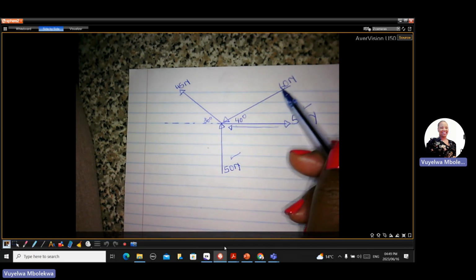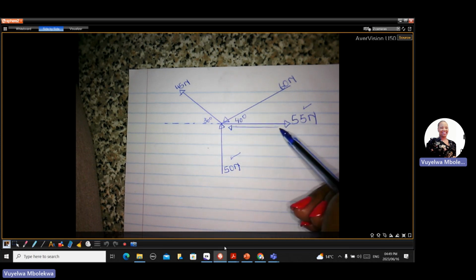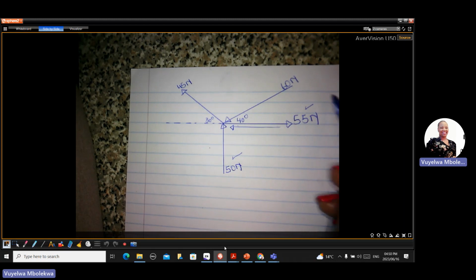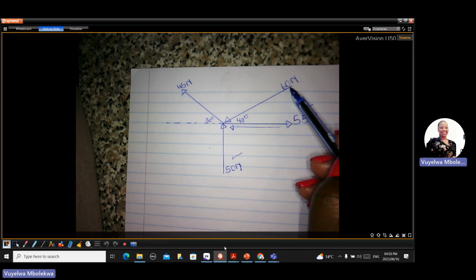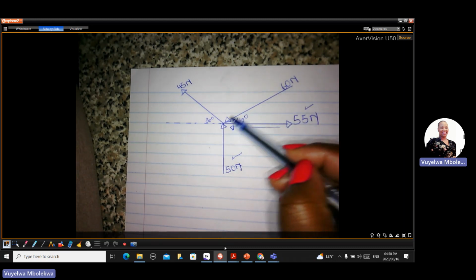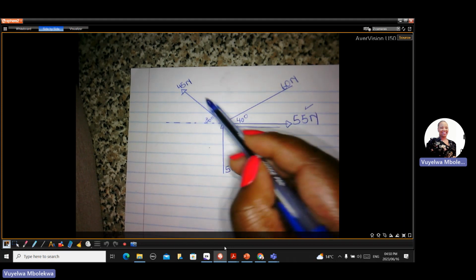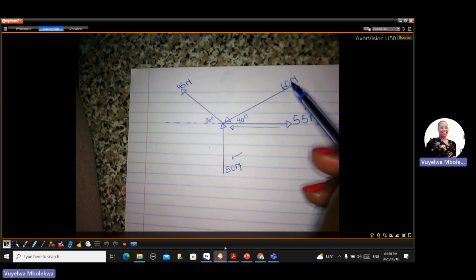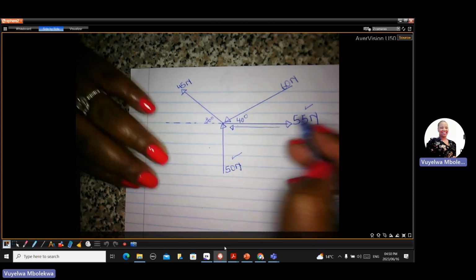If your force is going more left, then your horizontal component goes left. If your force is going more to the right, your horizontal component must go right. If your force is going more downwards, your vertical component must go down. If it's going upward like that, your vertical component must go up. So simply, your components must take the directions of the original force.